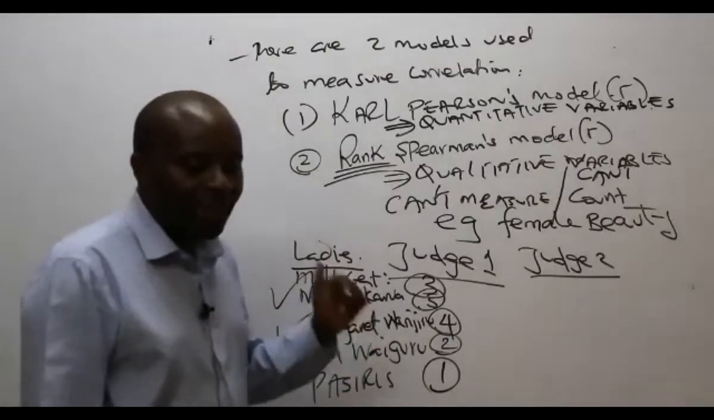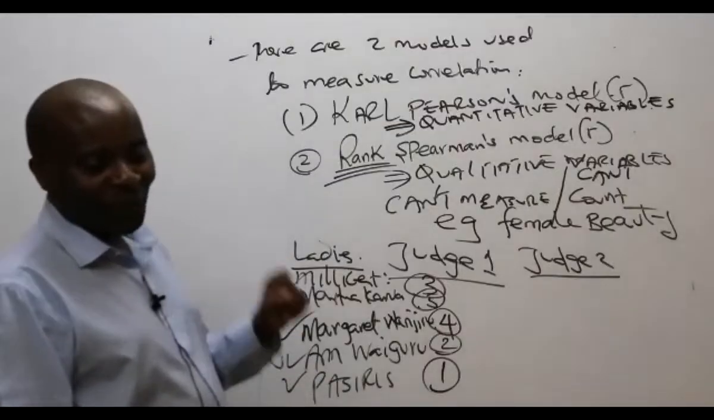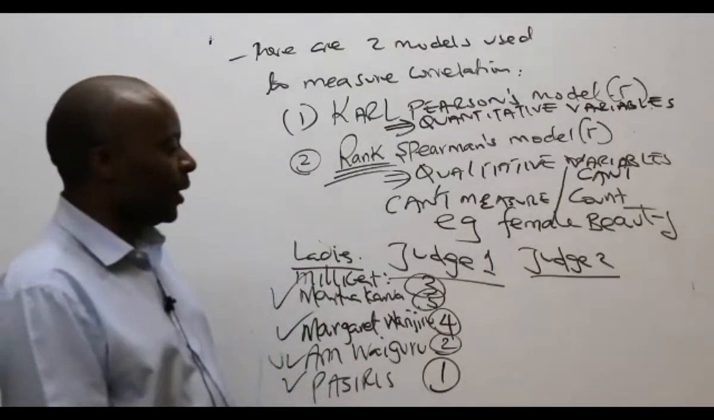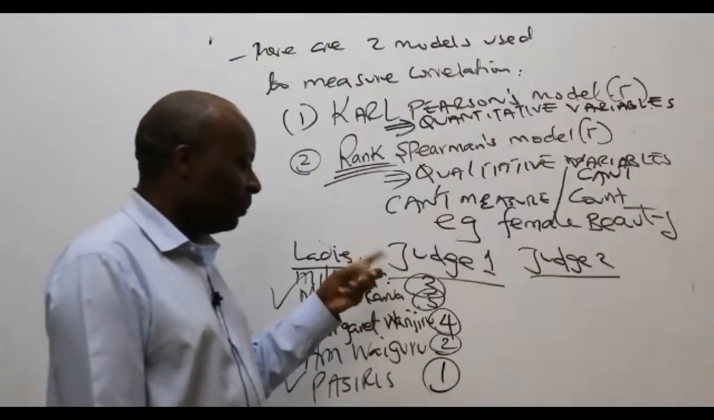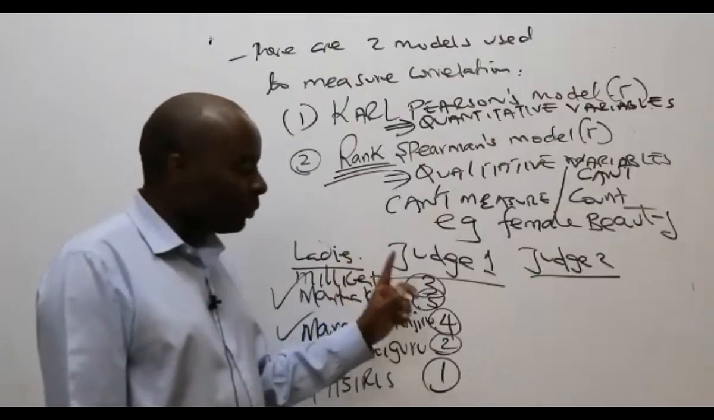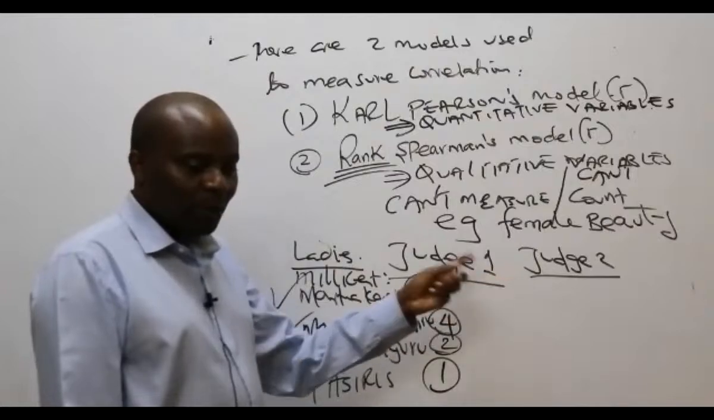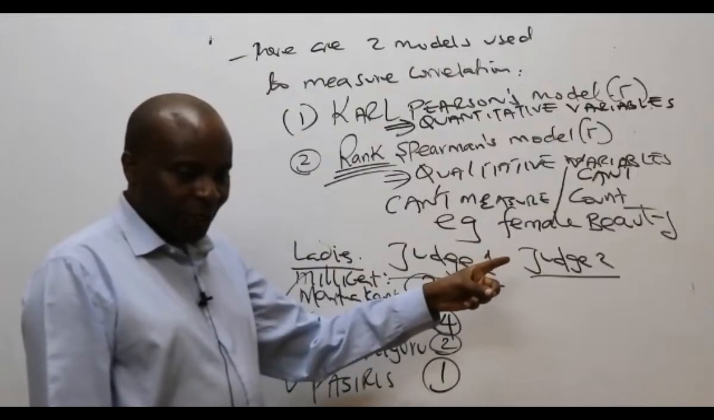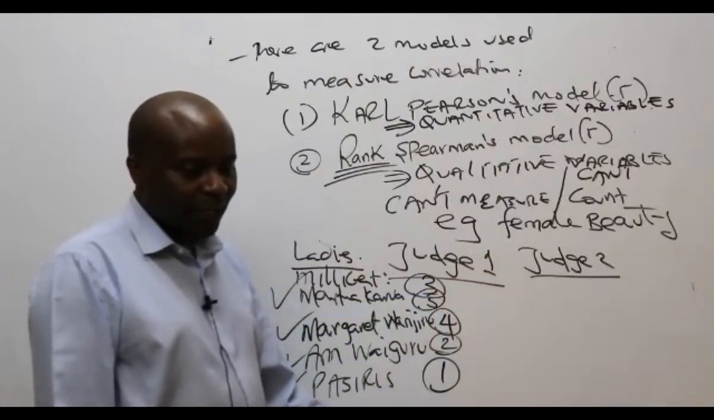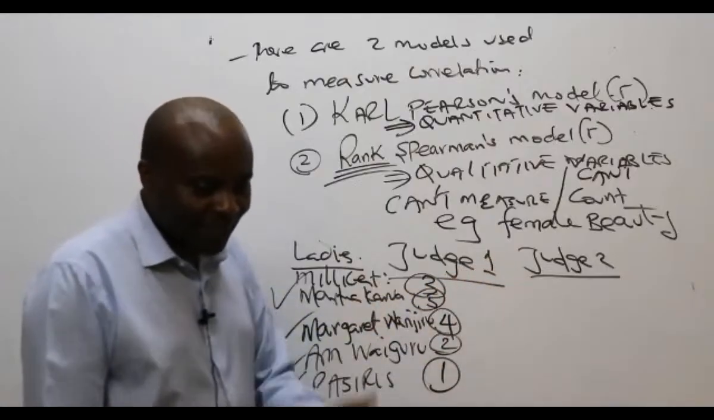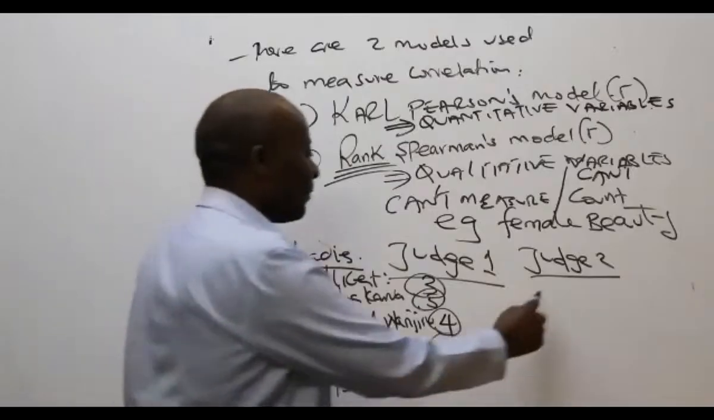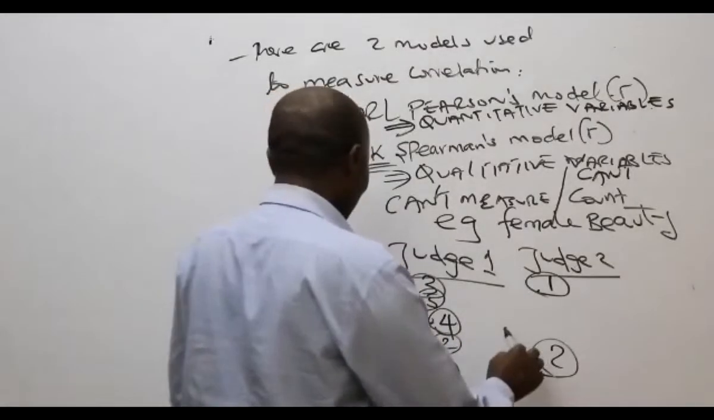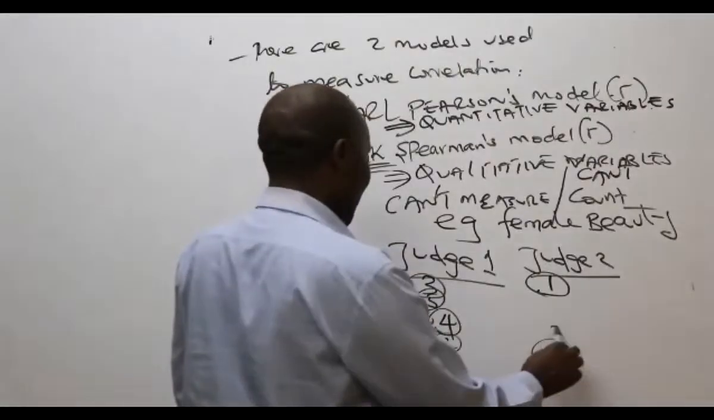How about judge number 2? Judge number 2, he said, is Brian. Brian, very fast, please give me. Remember, what may be beautiful to Gibson may not be beautiful to Judge 2, to Brian. So Brian, please give me your rankings very fast. Millicent number 1, Pasaris number 2, Waiguru number 3.